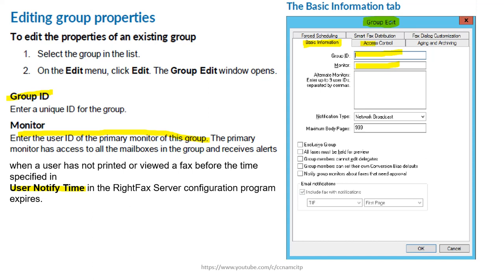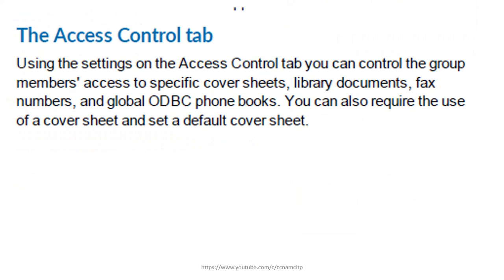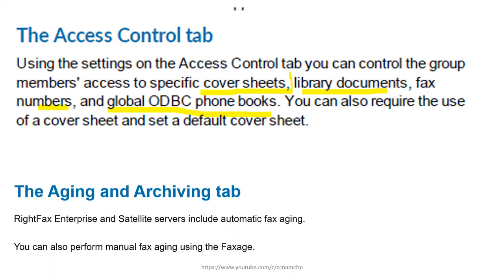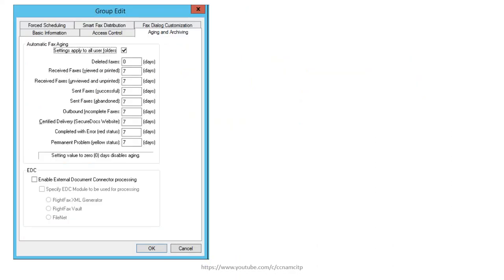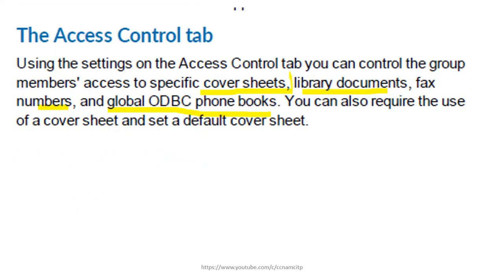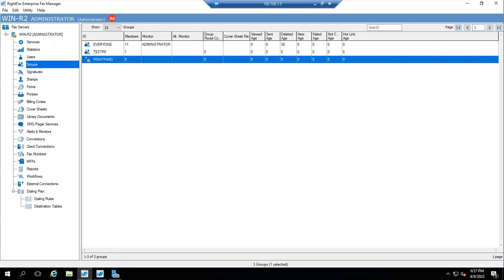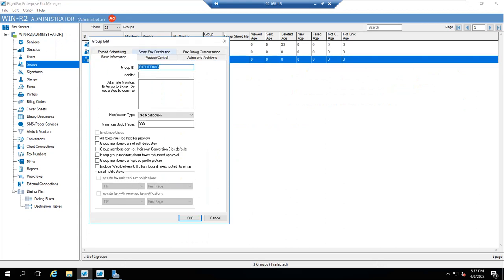Now we'll see the access control tab. Using the settings on the access control tab, you can control the group members' access to a specific cover sheet, a specific library document, fax number, and global ODBC phone books. You can also require the use of a cover sheet and set a default cover sheet. Next is the aging tab, but first let's see access control. You need to go to edit and the access control tab.